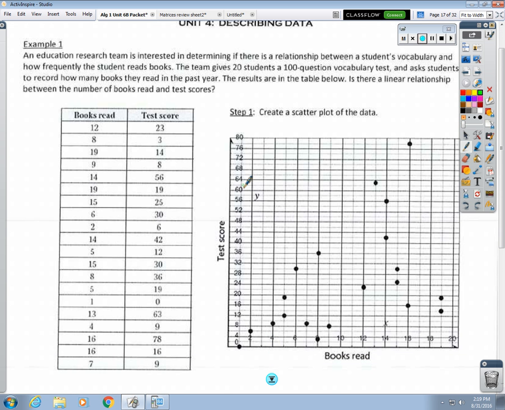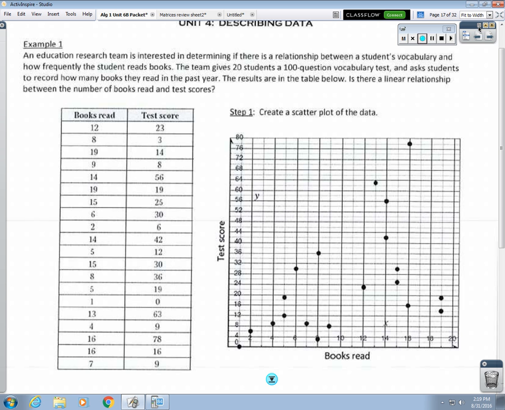Okay, an education research team is interested in determining if there is a relationship between a student's vocabulary and how frequently the student reads books. The team gives 20 students a 100-question vocab test and asks students to record how many books they read in the past year. The results are in the table below. Is there a linear relationship between the number of books read and test scores?